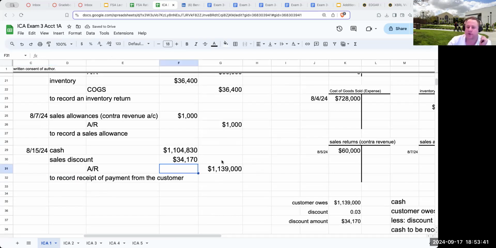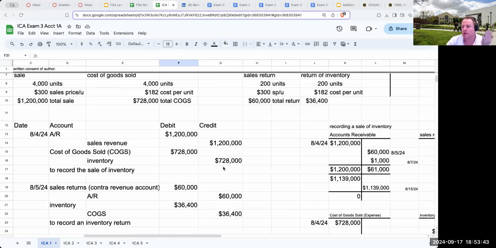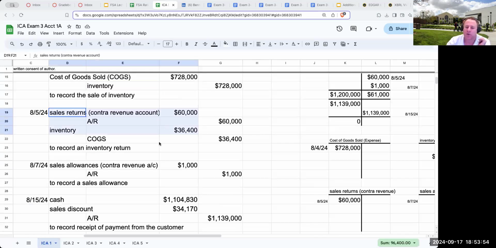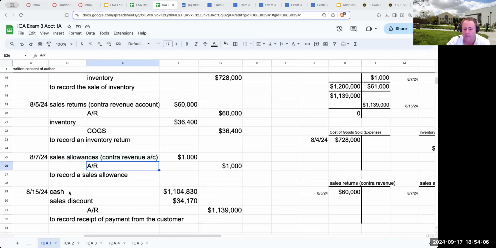Now, the one thing I'll tell you is that if you're taking my class, how do I record a sale? This is always how we record a sale. Debit AR, credit sales revenue, debit cost of goods sold, credit inventory, never changes. How do I record a sales return? Debit sales returns, credit AR, debit inventory, credit cost of goods sold. How do I record a sales allowance? Debit sales allowances, credit AR. How do I record someone taking advantage of the discount? Debit cash, debit sales discount, credit AR.